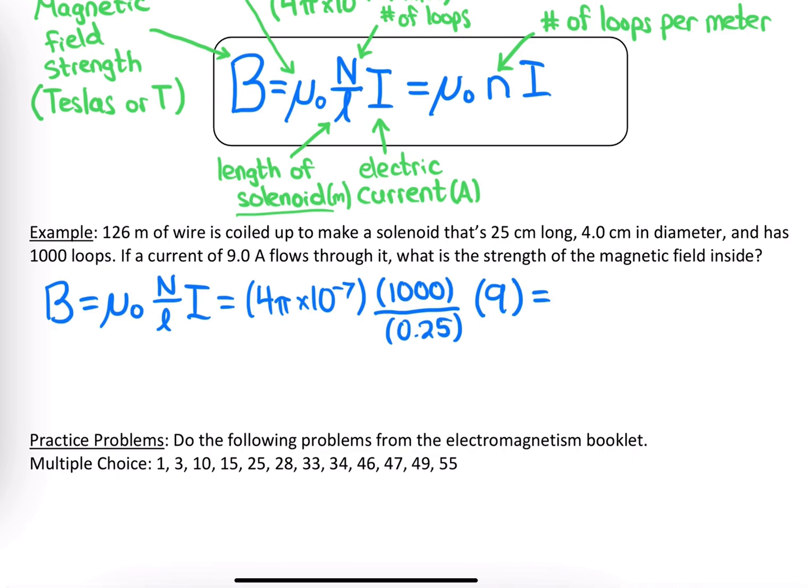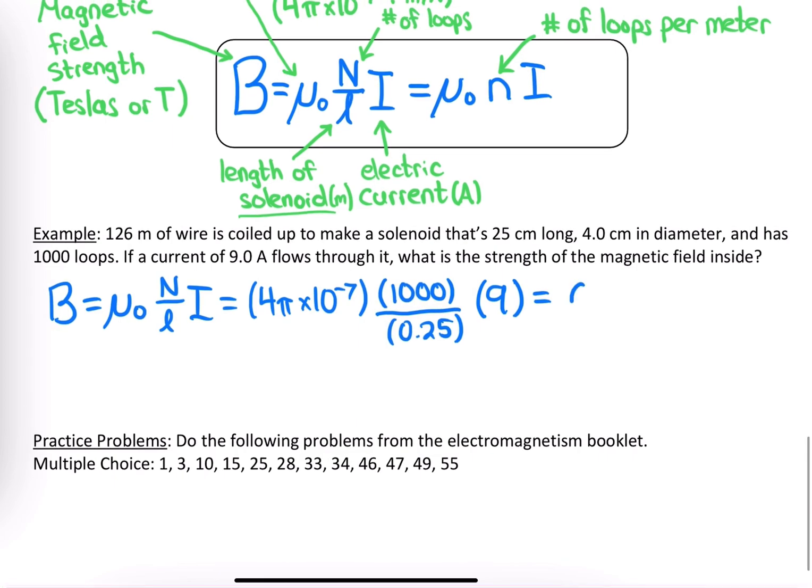Plugging that in, we get 0.0452 Teslas. And I encourage you to try and actually get this number on your calculator yourself right now. It can be a bit tricky.